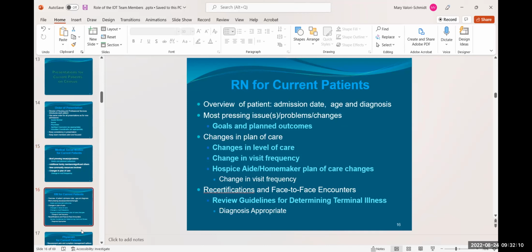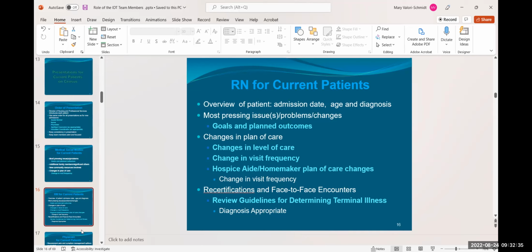For the RN, again, the patient, admission date, age, diagnosis, goals, what are we looking at? What are we trying to accomplish? Are we having problems managing pain, managing shortness of breath? Are they refusing to wear their oxygen? Any changes in the level of care, changes in the visit frequency, and the hospice aide or homemaker plan of care changes should be discussed if they're applicable.